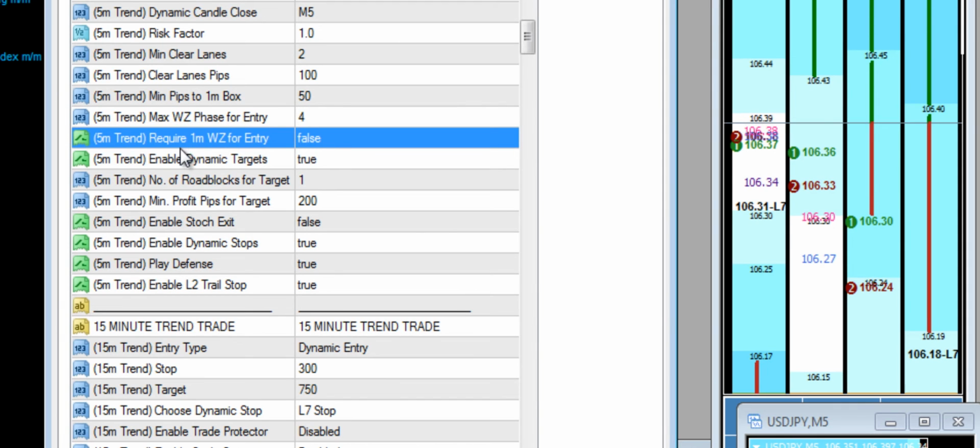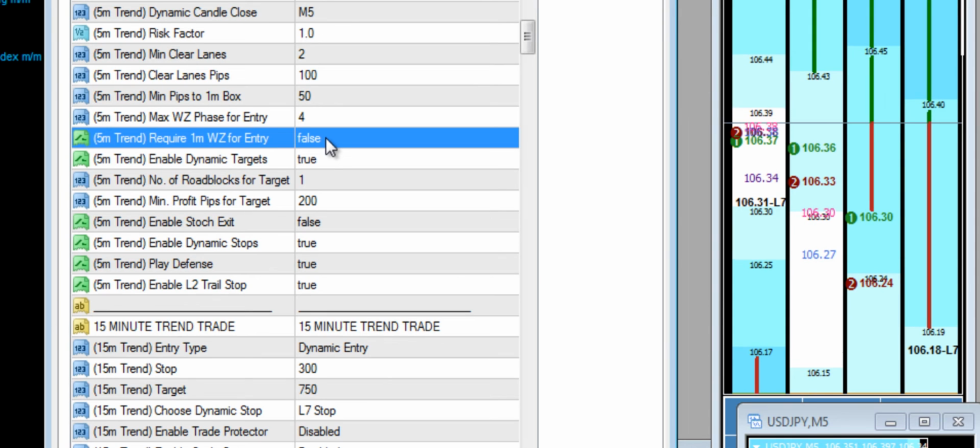This is require 1 minute white zone for entry. This is a cool trade, and you will get a lot of these types of trades. It does make the 5-minute trade more restrictive though, and you won't get a lot of alerts. But if you ever just got the trend bot and you wanted to test a certain strategy specifically, you could do these and just let it run on a demo, and then you could see what really works really good.